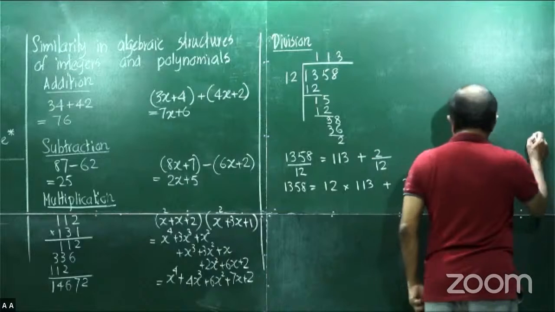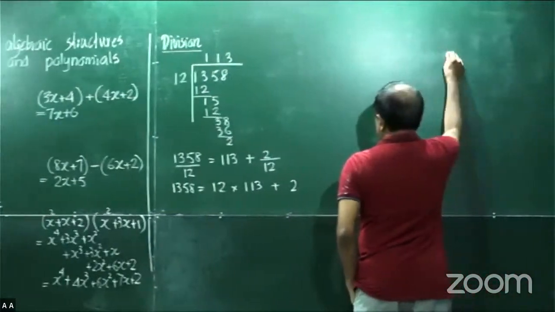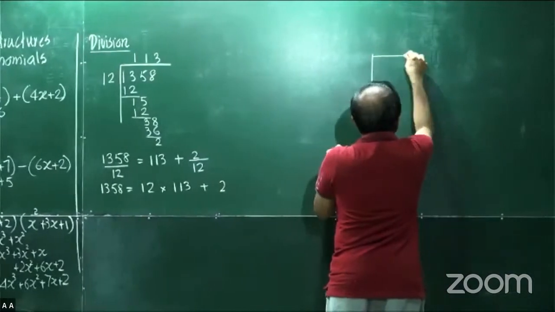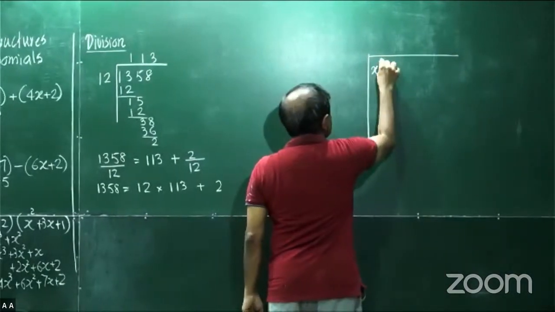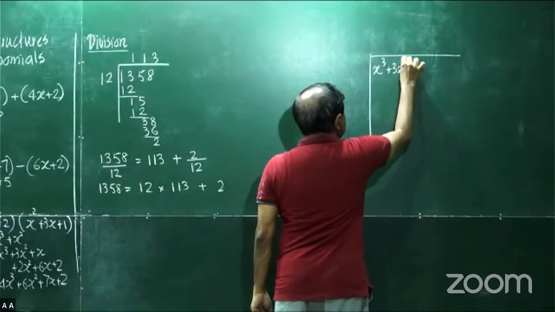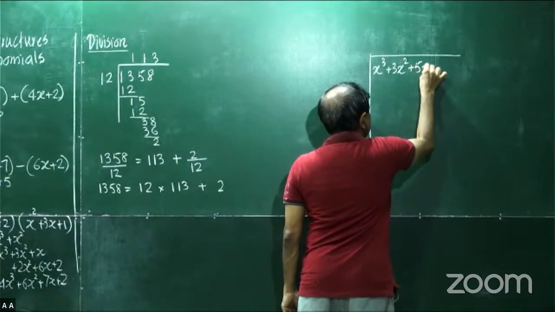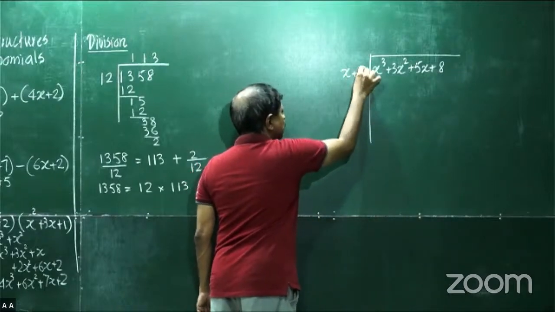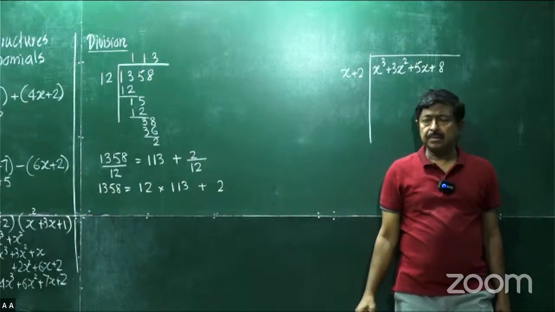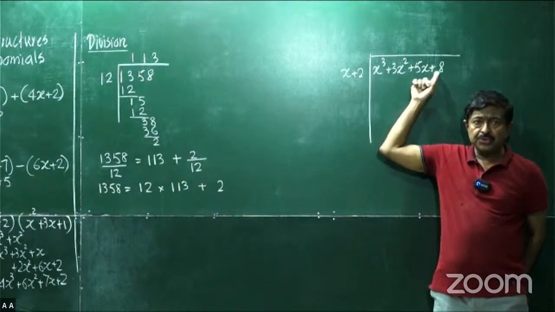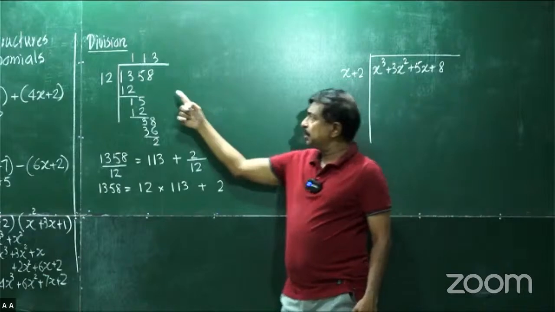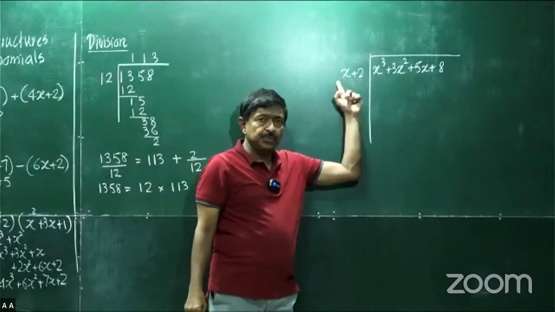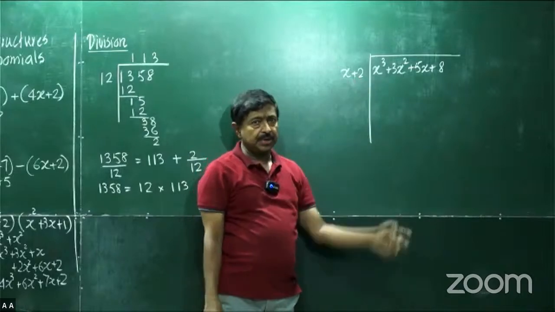Now let's consider the division of polynomials. I'll take the similar polynomial. You can see that here the numbers are like 1, 3, 5, 8. Here also the numbers are like that. Here it is 1, 2. In x plus 2, you have coefficients like 1 and 2.